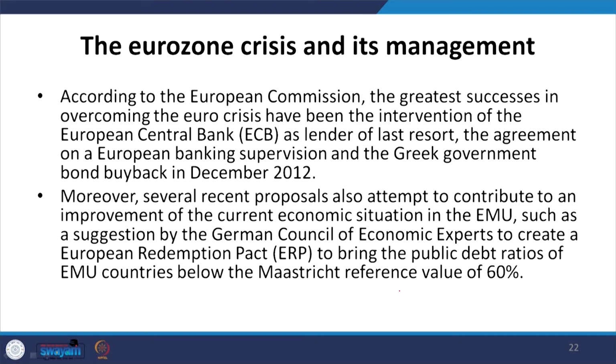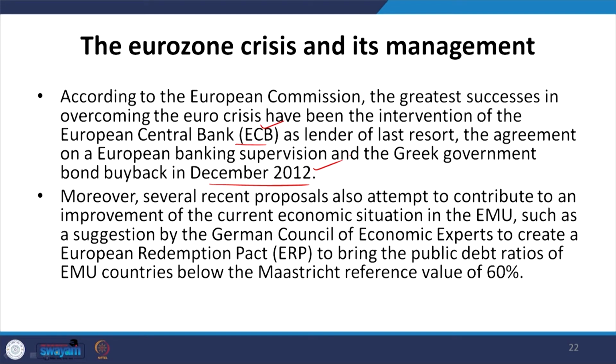According to the European Commission, the greatest success in overcoming the euro crisis has been the intervention of the central bank, that is called European Central Bank, ECB. So, ECB was introduced, that is the lender of the last resort to deal with the euro crisis, and that is based on the agreement on a European banking supervision and the Greek government bond buyback in December 2012. ECB through December 2012 is one of the standing institutions to deal with the crisis.